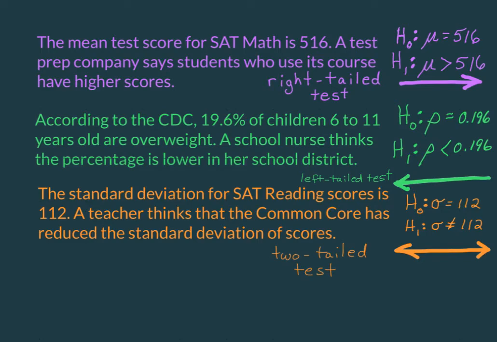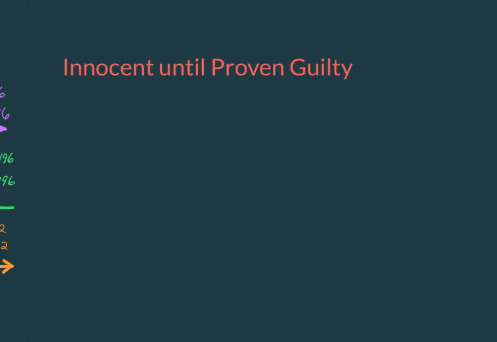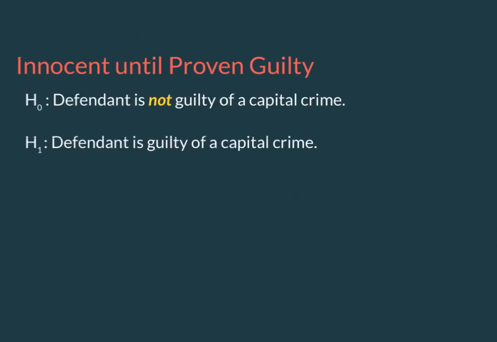Now things get interesting. One of the basic tenets of our legal system is that everyone is innocent until they are proven guilty. Remember that. It will help you understand what we're going to do next. Here are our null and alternative hypotheses. However, look closely. The null hypothesis is not that the defendant is innocent. You can never prove a person is innocent. You can only say that there is insufficient evidence to show that the defendant is guilty.